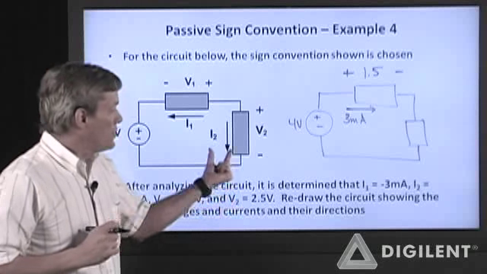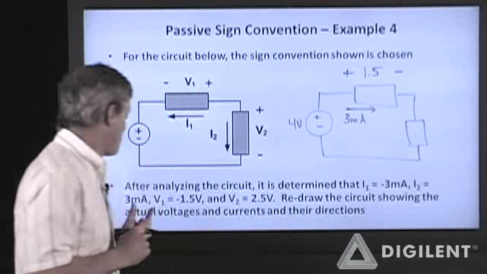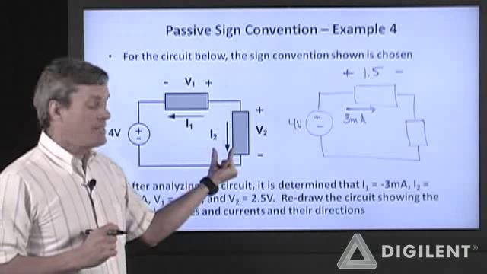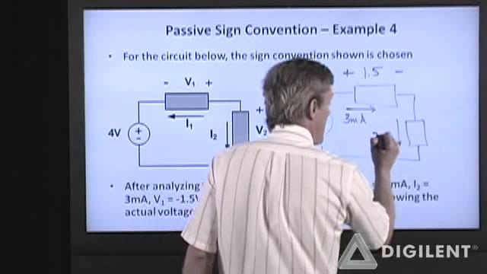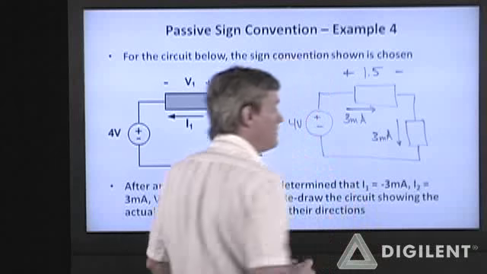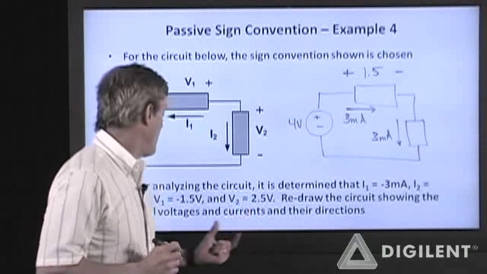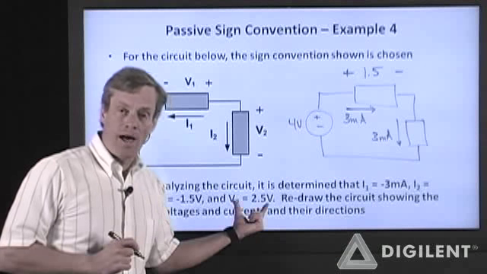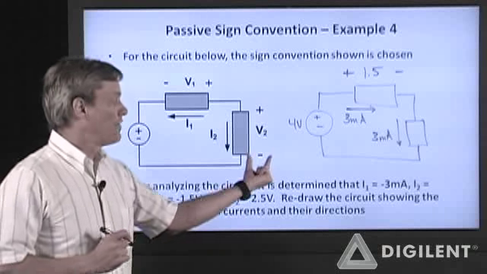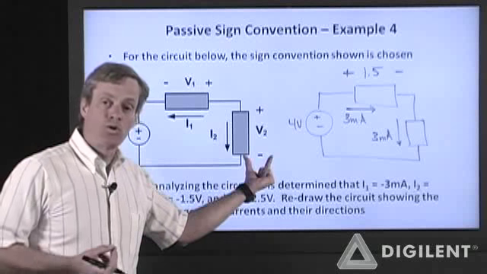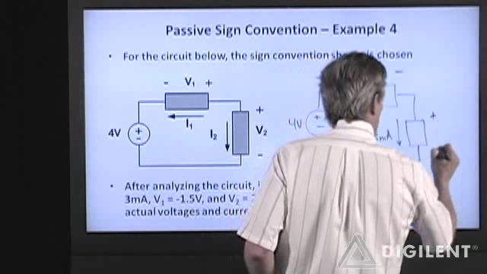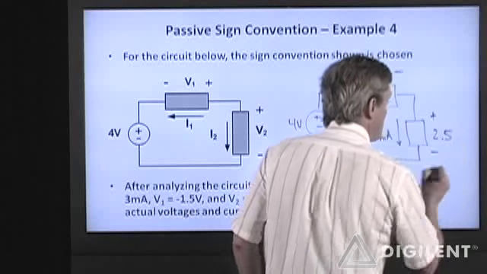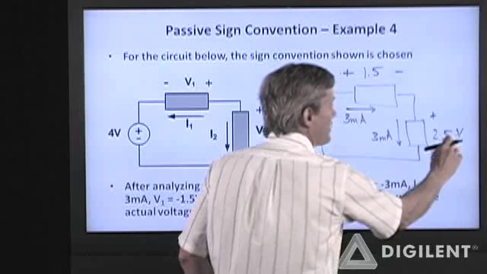For element 2, I2 is a positive 3 milliamps. That means that this direction is correct. So we have 3 milliamps positive. Likewise, voltage V2 is a positive number. So this is the actual correct voltage polarity. I don't need to change that.